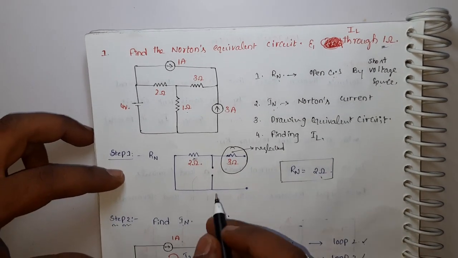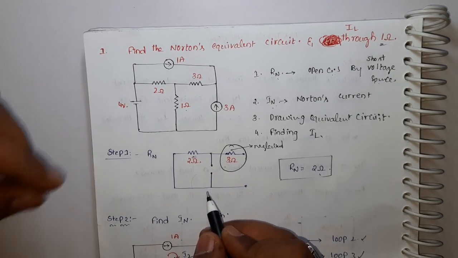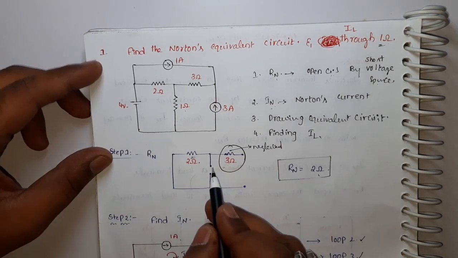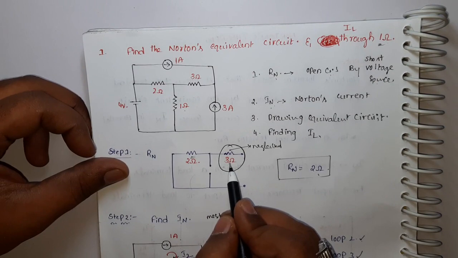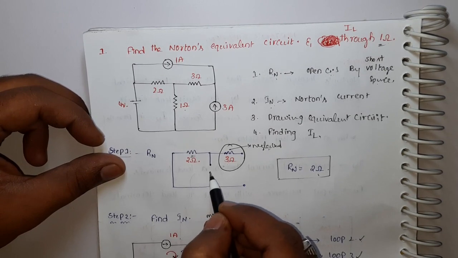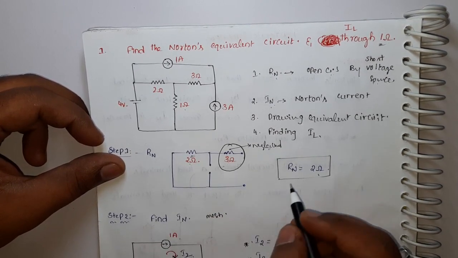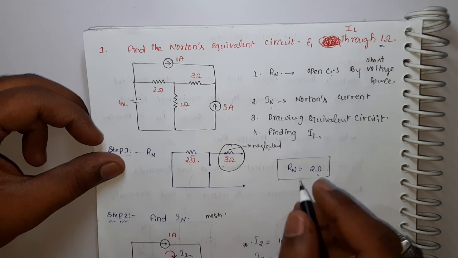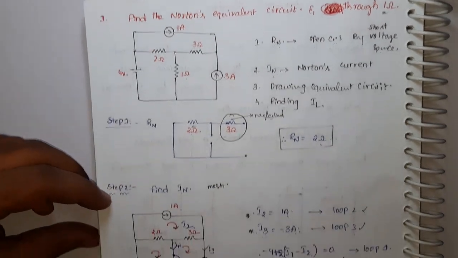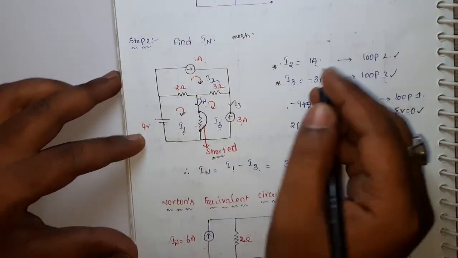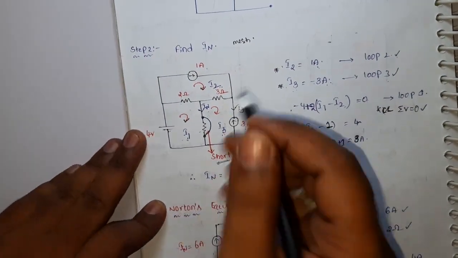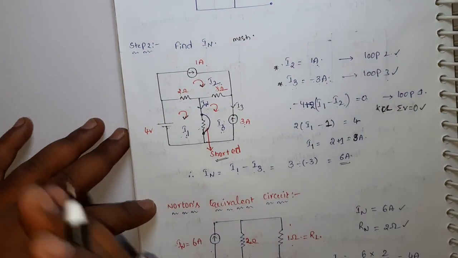These are the 4 steps we are going to follow to draw the equivalent circuit and find the load current. When we open current sources and short the voltage source, the circuit becomes like this, and this 3 ohm resistor is in series with an open circuit, so it is neglected. The 2 ohm resistor is Norton's equivalent resistance. Therefore, RN equals 2 ohm. To find Norton's current IN, we use mesh analysis for this problem. In most cases we use mesh analysis to find Norton's current.